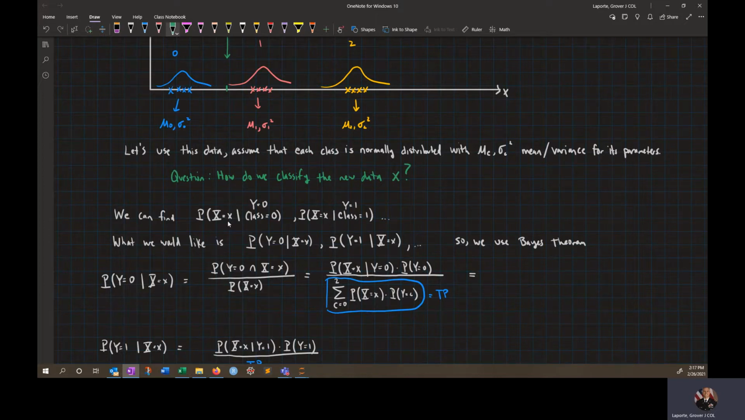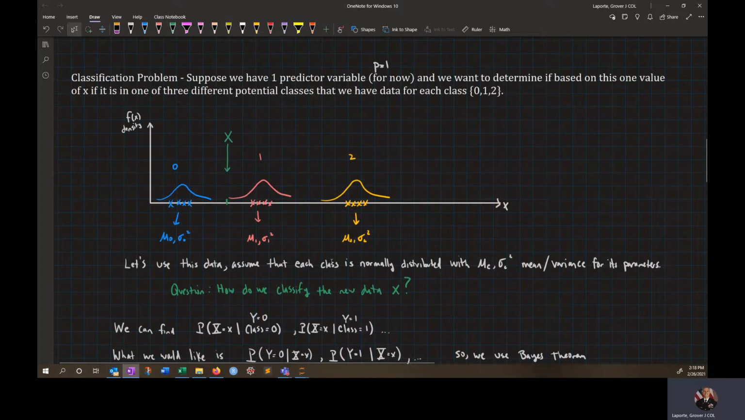And so we already know this. I already know the probability that x is equal to x given that the class is equal to 0. We'll let y be our class. Y is equal to 0, and we can also do this one, right? So how would I do that? Well, I would just use the density function. So I would just use that density function as an estimate for the probability.